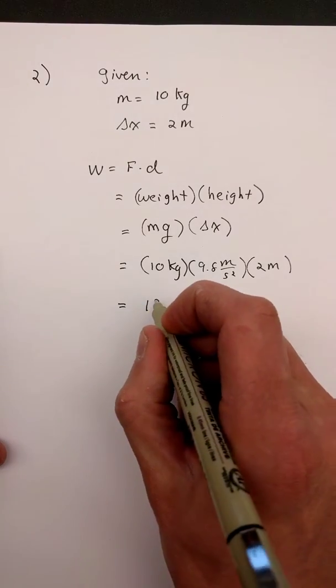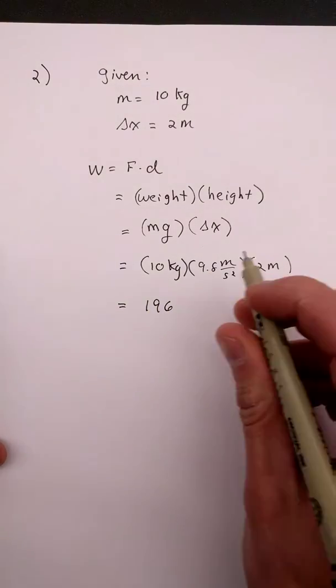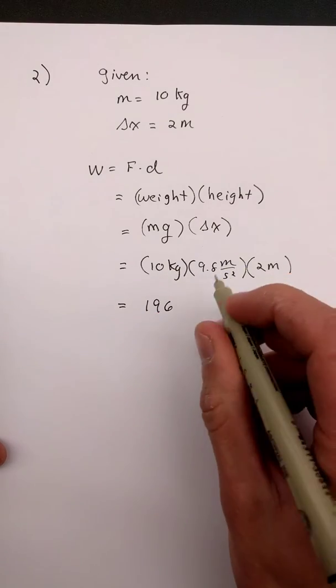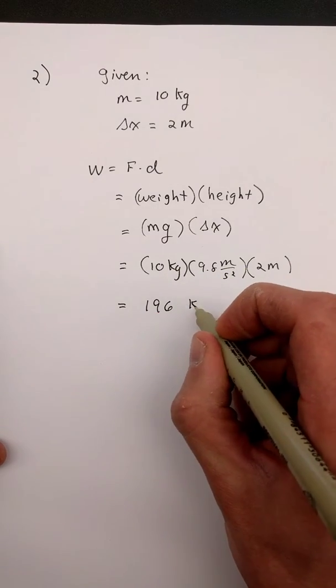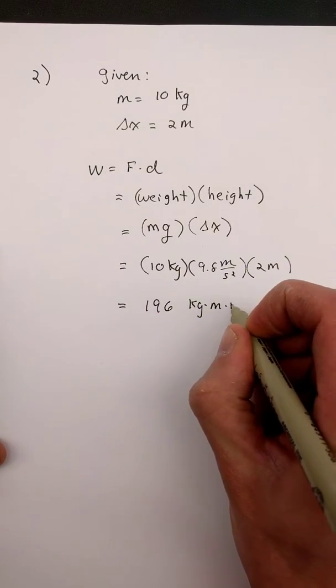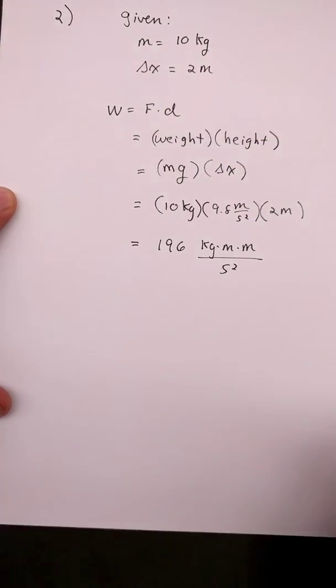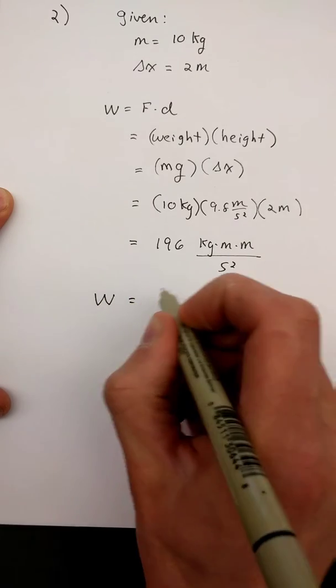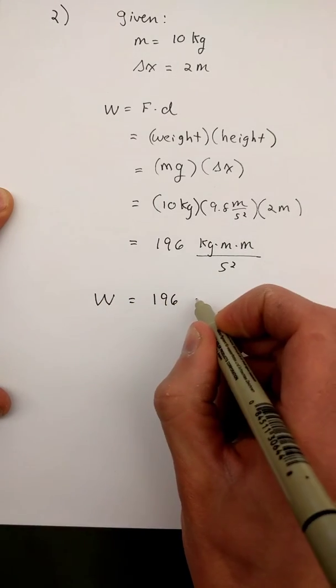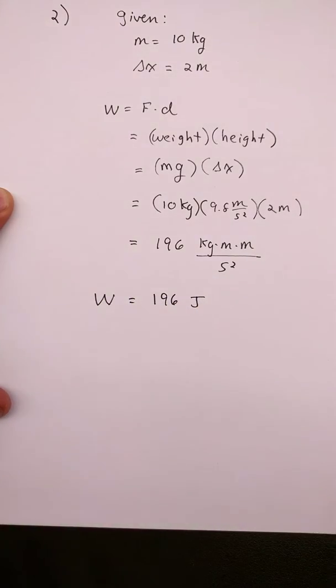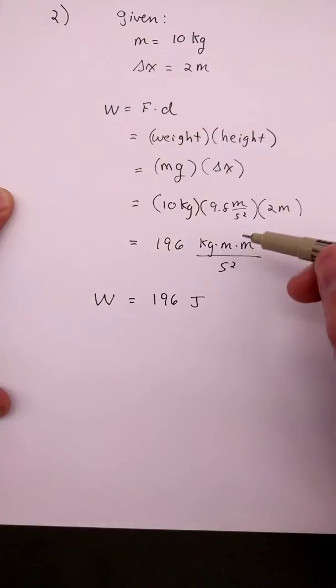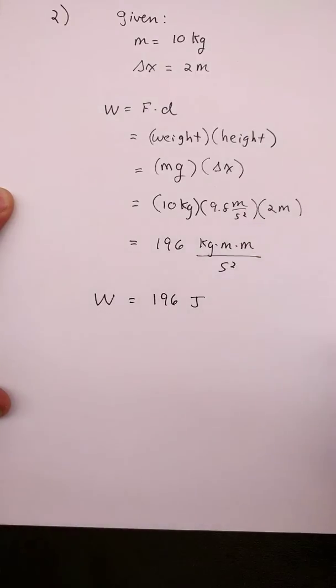So we get 196. Unit-wise, across the top in the numerator, we have kilograms times meters over second squared, which gives us a work of 196 joules. Kilograms, meters squared per second squared, joules.